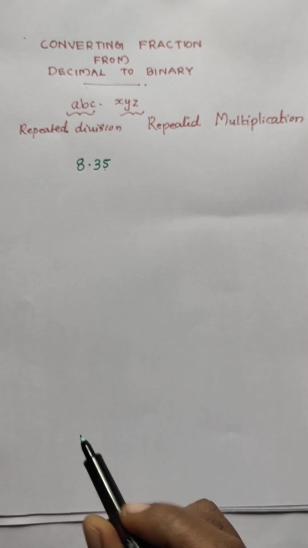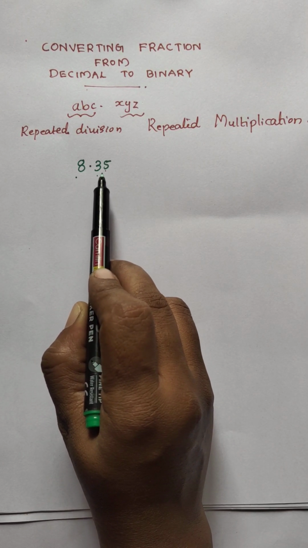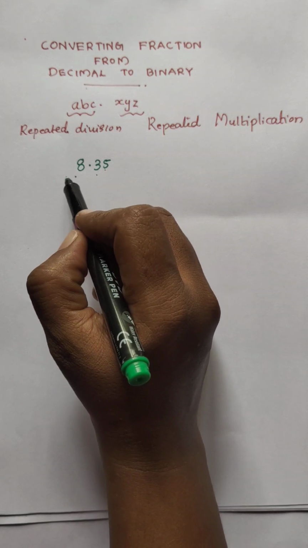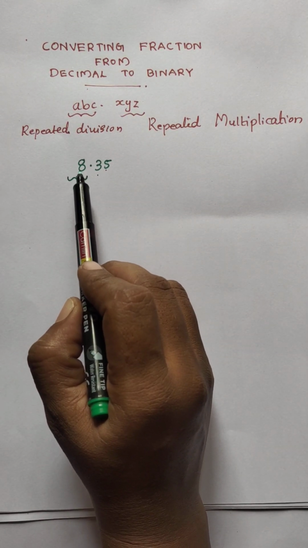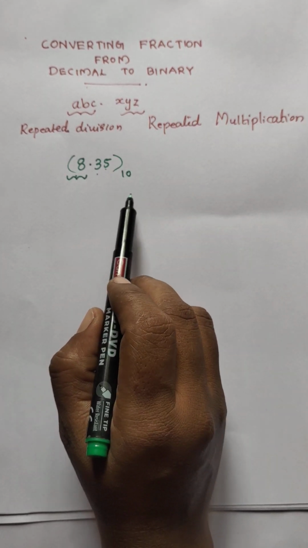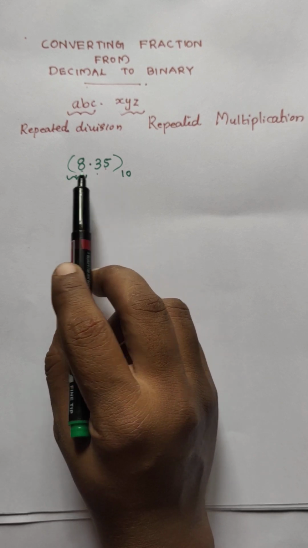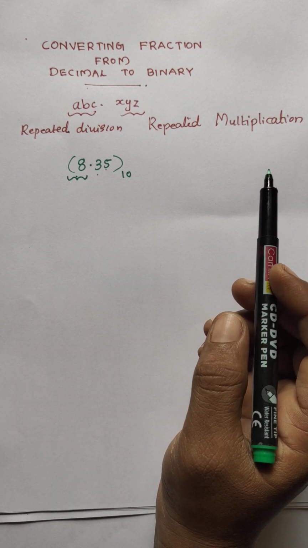We can do one example: 8.35. How many parts are here? Two parts, the integer part and the fractional part. So how can we generate the binary number system for this decimal number? See, this is decimal, so we have to mention the base, that is base 10. So 8 is the integer part. How can we produce the binary of this 8?